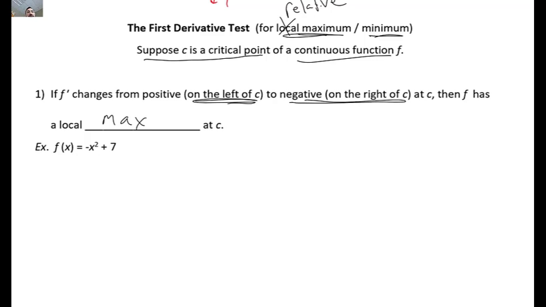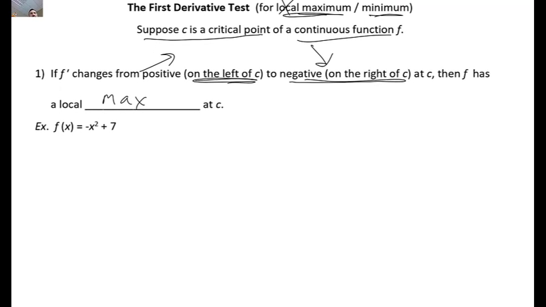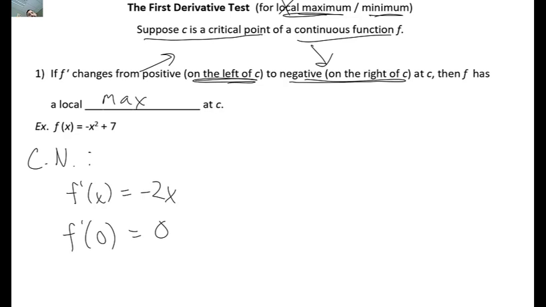So think about that. If the first derivative is positive, the graph is increasing. If the first derivative is negative, the graph is decreasing. So if the graph was going up, but now it's going down, and that happens at c, then that's a max. It was going up, now it's going down. Okay, so let's look at this example. If we found its critical numbers by finding where the first derivative is 0 and undefined, it looks like the first derivative equals 0 at 0. So 0 is likely to be a max or a min.